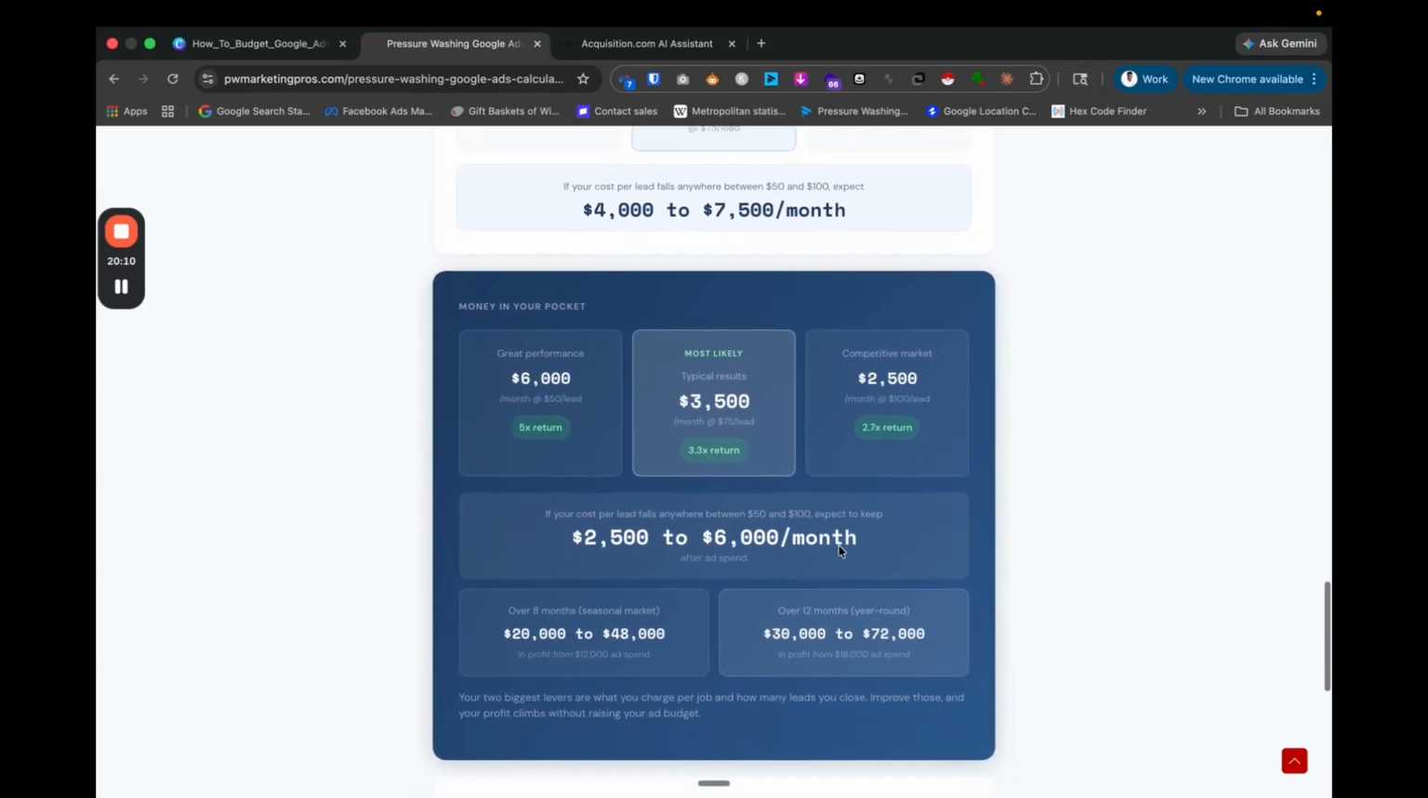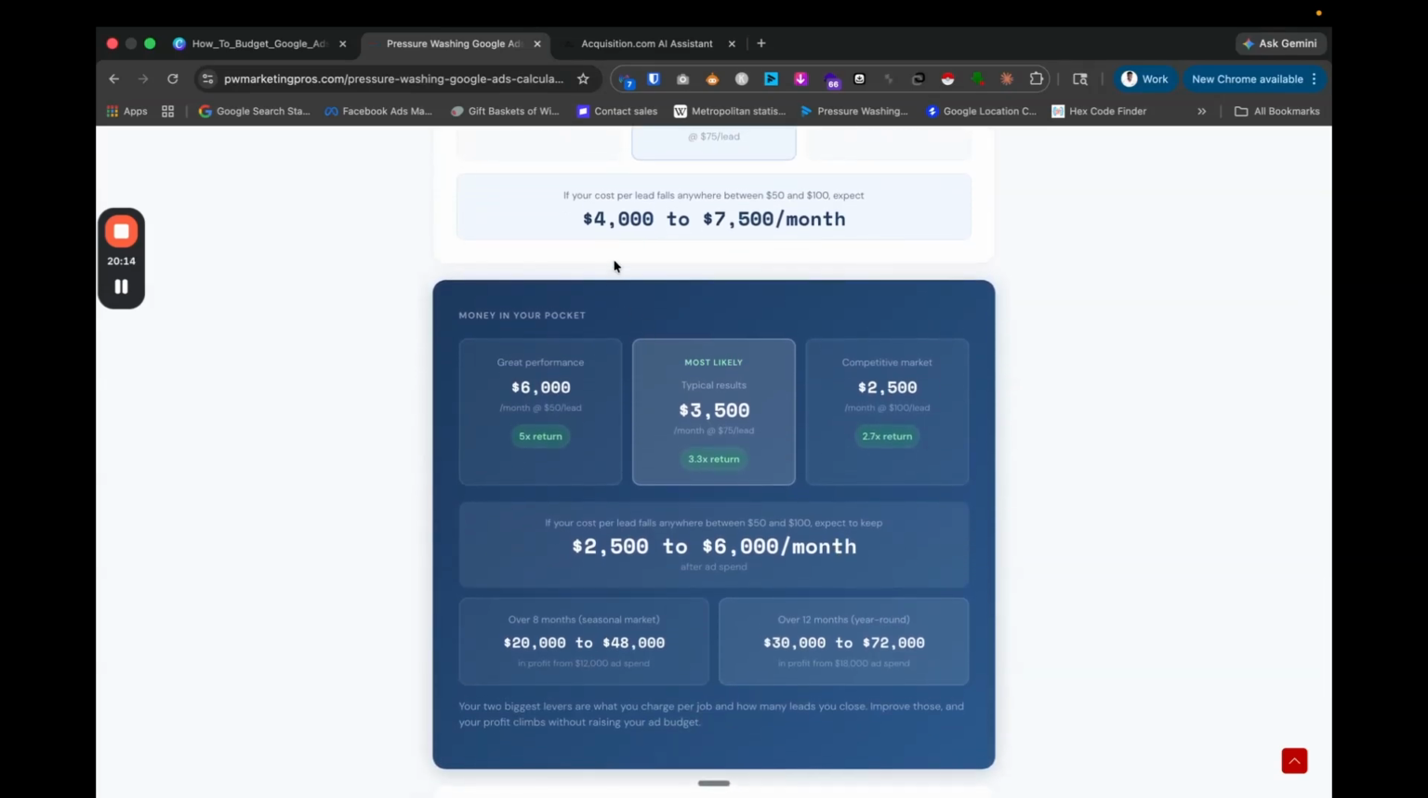And then we go off the profit. And guys, profit is simply how much revenue you made subtracted by how much your ad budget was. That's all this number is.